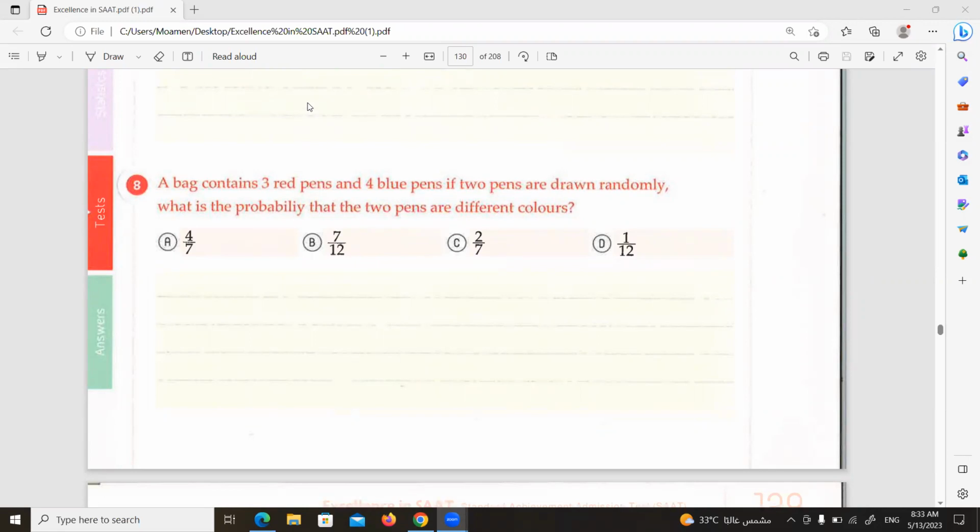A bag contains 3 red pens and 4 blue pens. If 2 pens are drawn randomly, it means not biased to one of the types of pens. What is the probability that the 2 pens are different colors? So if you have a problem like this, first we have to get the NCR over the total.